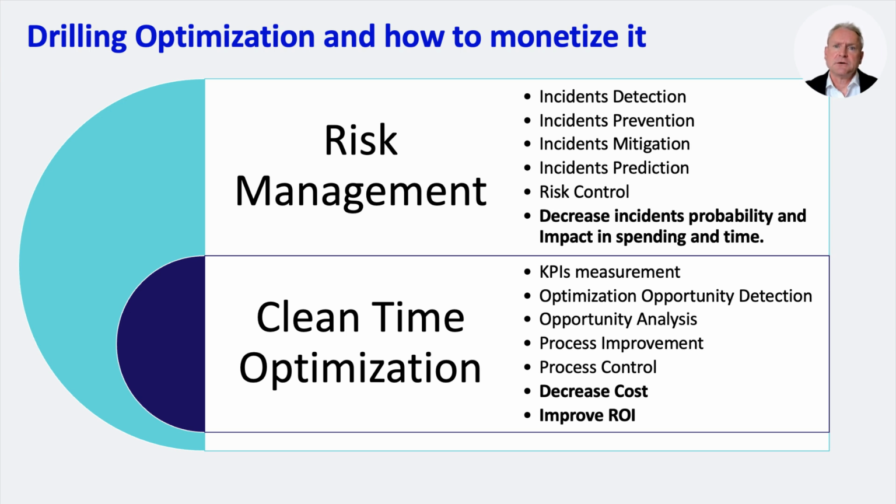The diagram shows how clean time optimization is at the core, with risk management as the wrapper. Risk management lists the chain of incident control measures, whereas clean time optimization emphasizes performance metrics and process improvement. Together, these highlight that optimization is both defensive and offensive. We avoid unnecessary losses and we actively capture efficiency gains.